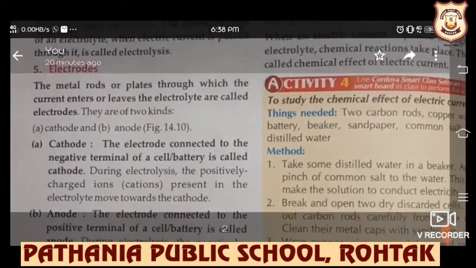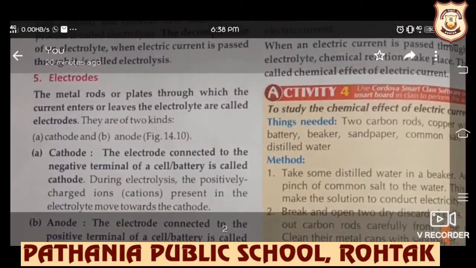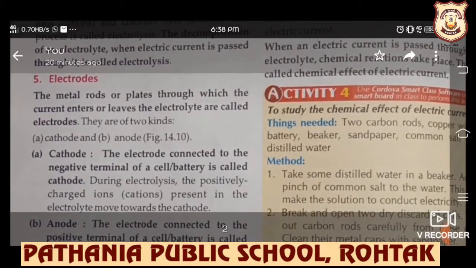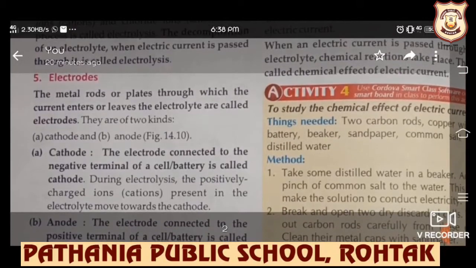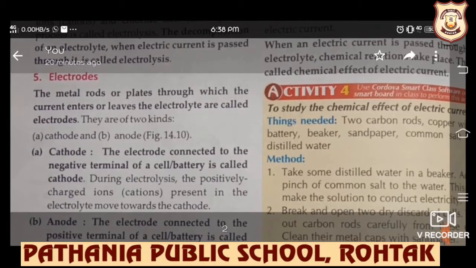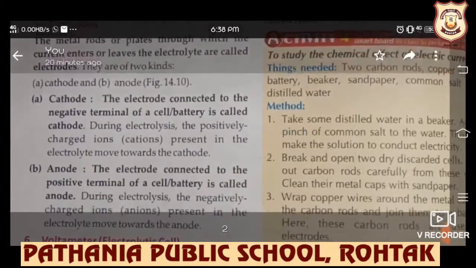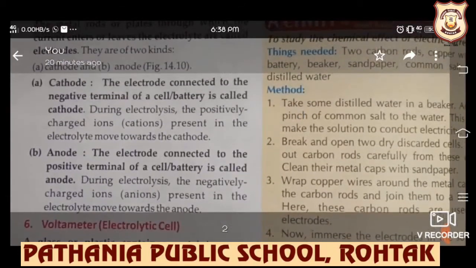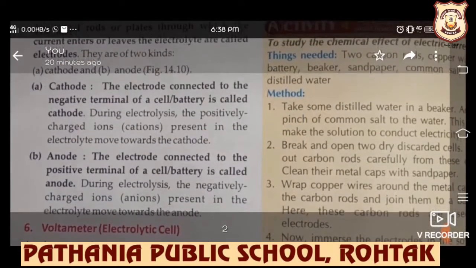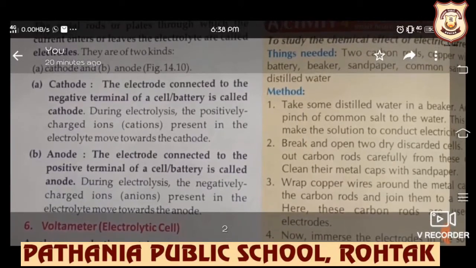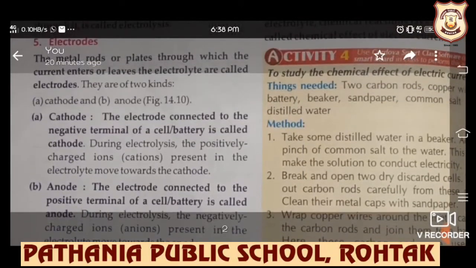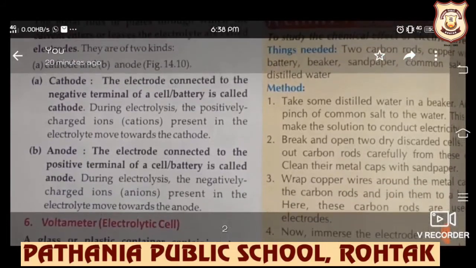The next term that we must discuss is electrodes. What are electrodes? The metal rods or plates through which the current enters or leaves. It is of two types, cathode and anode. Don't get confused with cations and anions. Those are the ions that we have discussed. Now we are discussing electrodes. So the cathode is connected to the negative terminal.